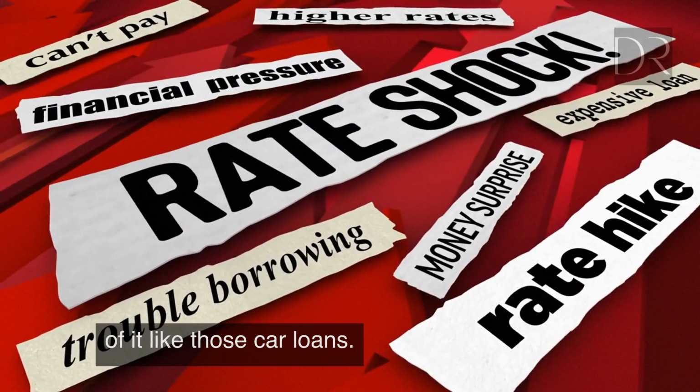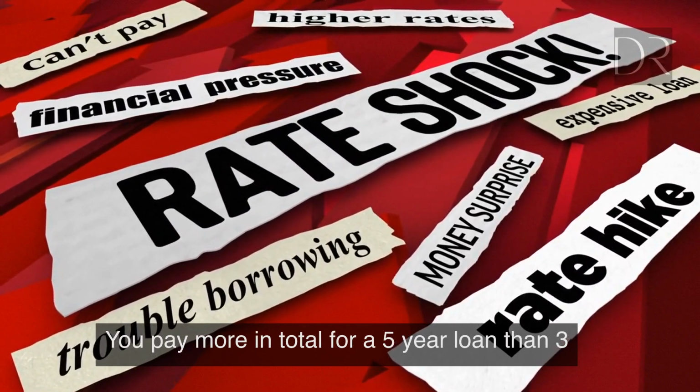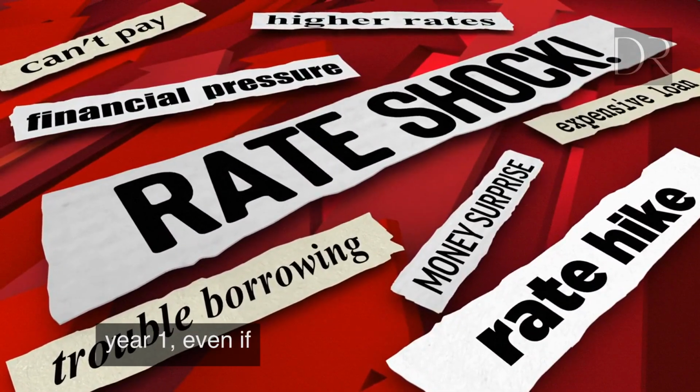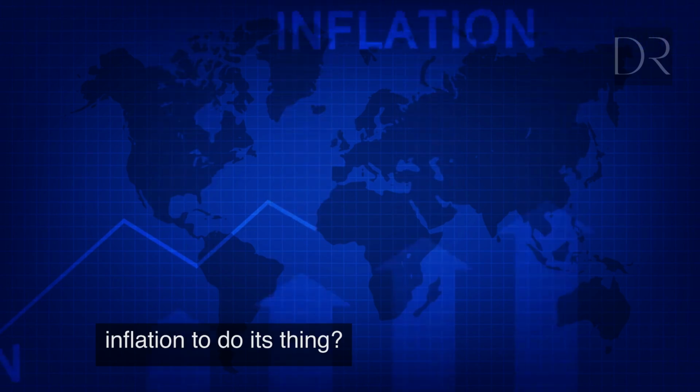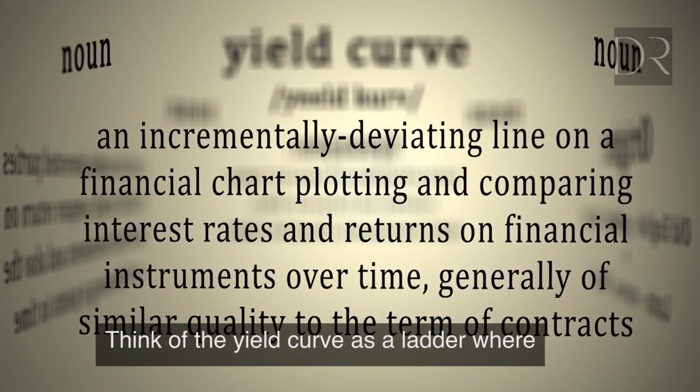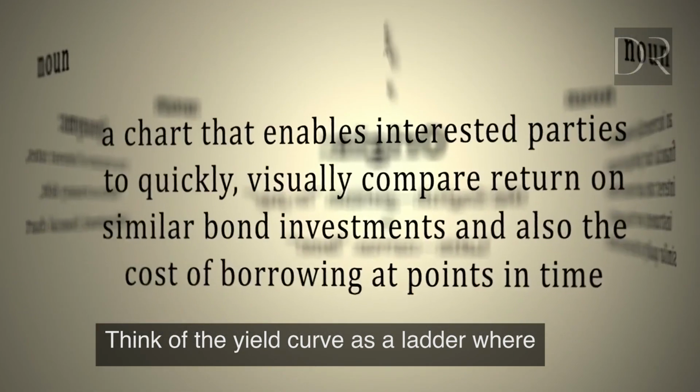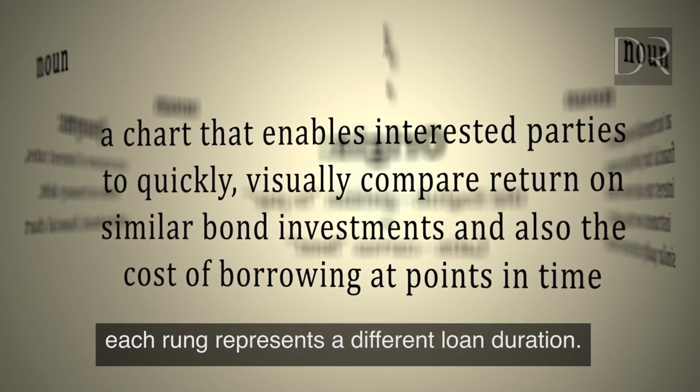Think of it like car loans. You pay more in total for a 5-year loan than a 3-year one, even if the monthly payment is smaller. Why? More risk for the lender over a longer period, and more time for inflation to do its thing. Forget fancy graphs and charts for a second. Think of the yield curve as a ladder where each rung represents a different loan duration.